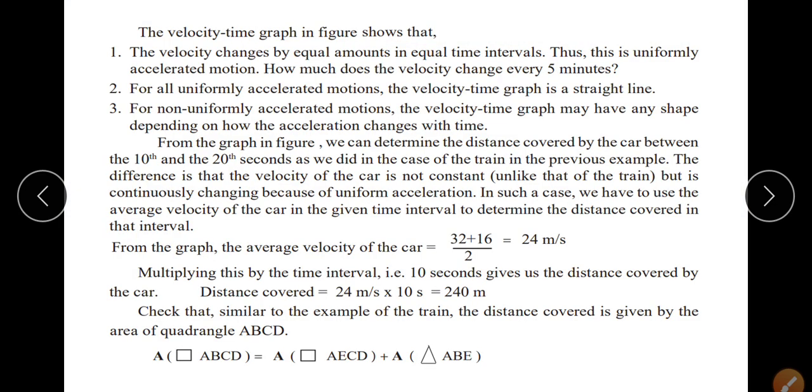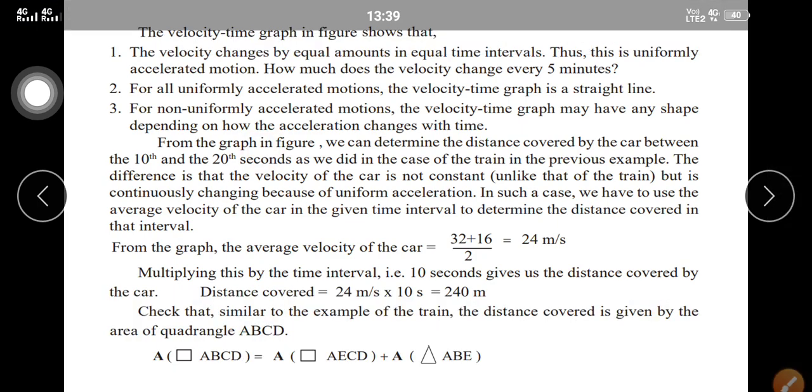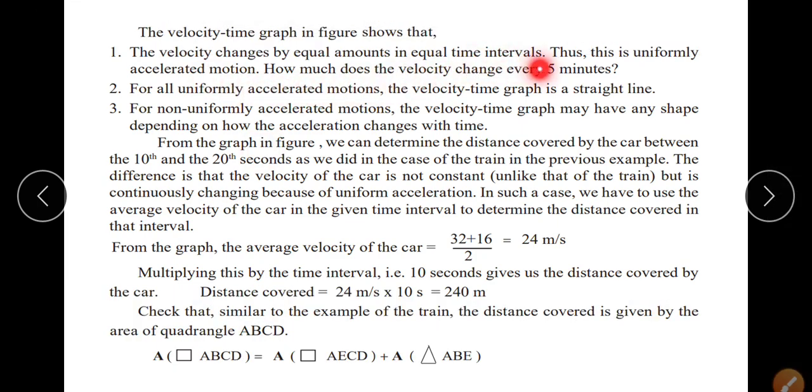Using those graphs, they have concluded 3 points. The first point is the velocity changes by equal amount in equal interval of time. As the velocity changes by equal amount, it is called uniformly accelerated motion. There is a small numerical here. How much does the velocity change in every 5 minutes? We have the relation for velocity, time, distance and acceleration. We have studied all these four terminologies and their formulas as well. Using those formulas, you can easily calculate the value for this numerical. I request dear students, kindly go through this numerical.